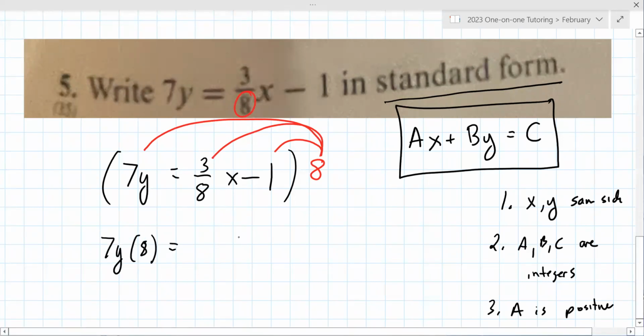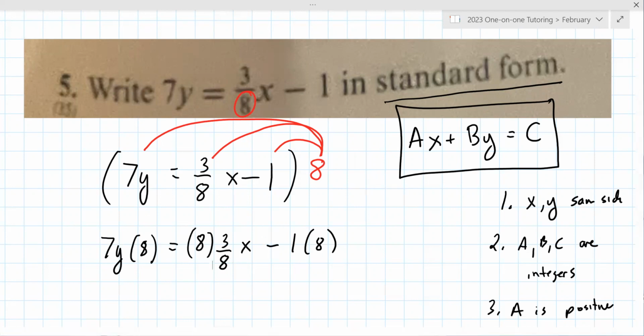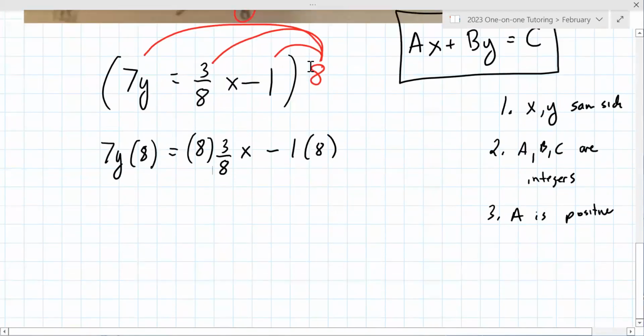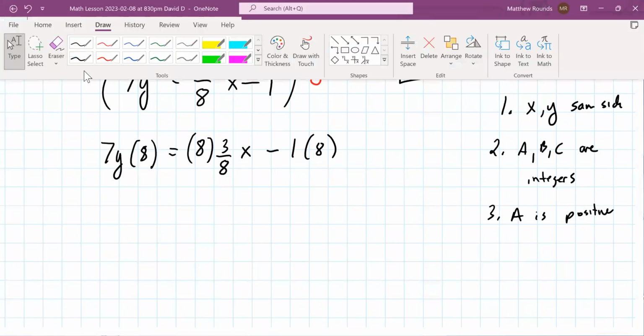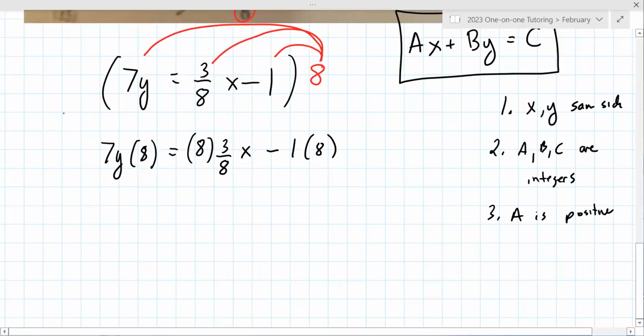7y times 8, 8 times 3/8 x, 1 times 8. So you literally multiply everything by the 8. Have you seen that before, distributing? It's okay if you haven't. I'm just trying to gauge where you're at so I can best help you.